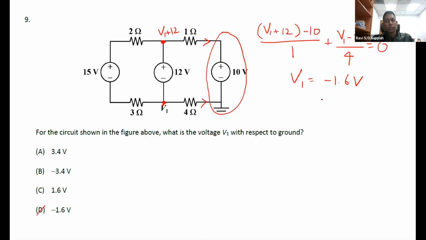So for example here, we can see that V1 is negative 1.6 volts, correct? With respect to the ground. That means what? That means current flows from the higher voltage to the lower voltage, correct? So actually the higher voltage is this ground, correct? That means now that you know V1, we can now say that the current is actually flowing in the opposite direction here in this branch.